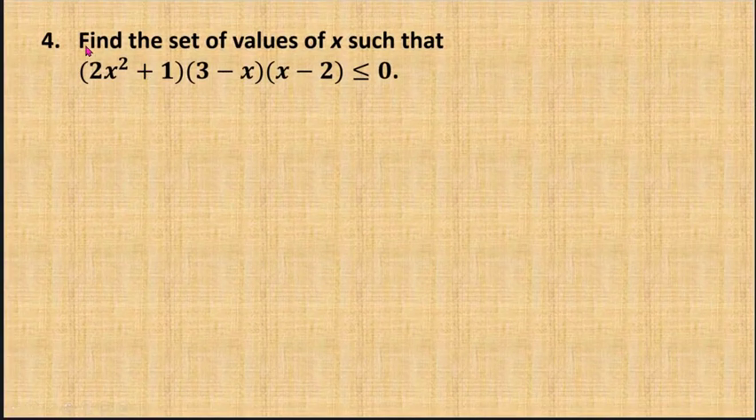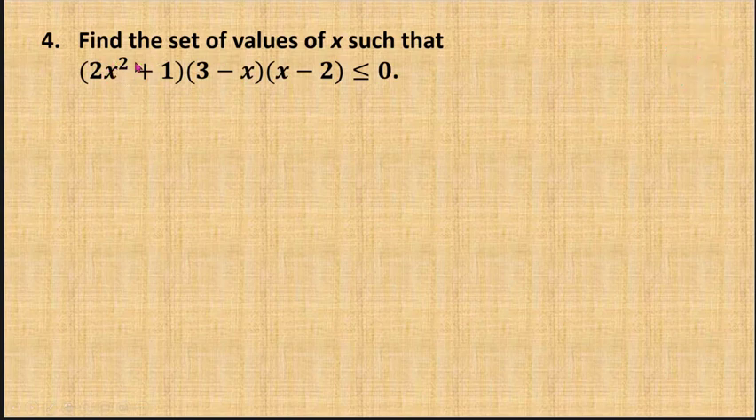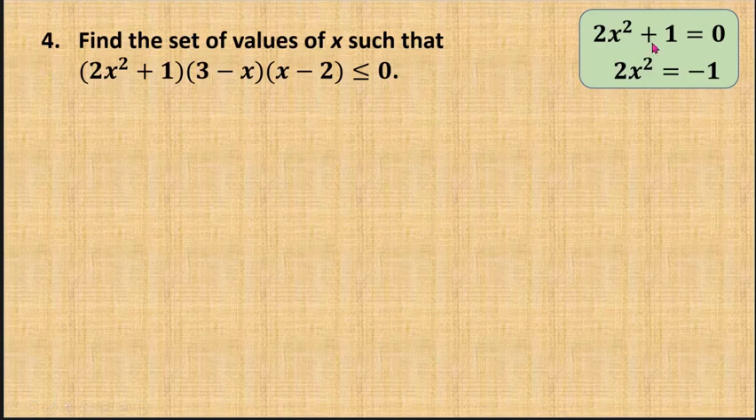Next example, find the set of values of x such that the polynomial is less than or equal to 0. This polynomial consists of 2 linear factors and 1 quadratic factor. But this quadratic factor cannot be further factorized into linear factors. And when I try to find the root from this quadratic factor, I found that no root can be found from this quadratic factor.